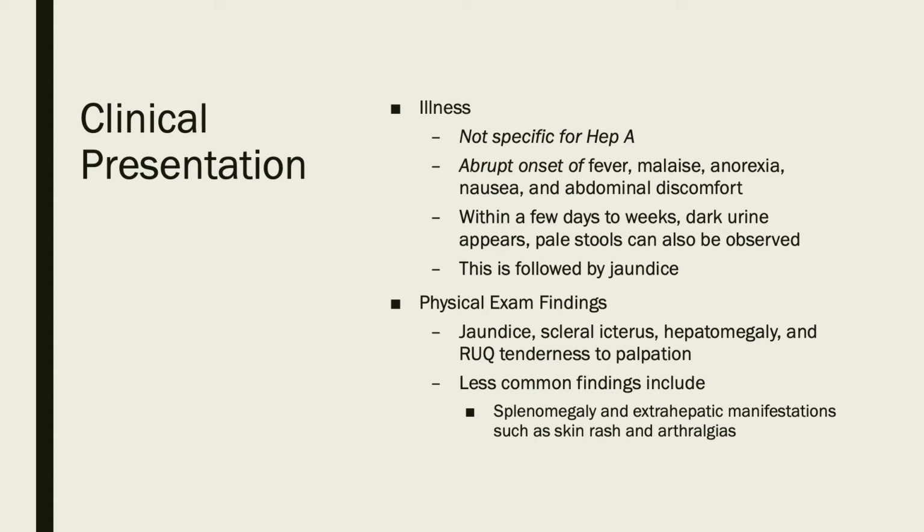Looking specifically at physical exam findings, signs for hepatitis A include jaundice, scleral icterus, which is basically jaundice of the eyes, hepatomegaly, enlarged liver, and right upper quadrant, so right upper abdominal tenderness to palpation. Less common findings also include splenomegaly, so enlarged spleen, and extrahepatic manifestations. So those are manifestations outside of the liver, such as skin rash and arthralgias. Arthralgias are basically joint pain.